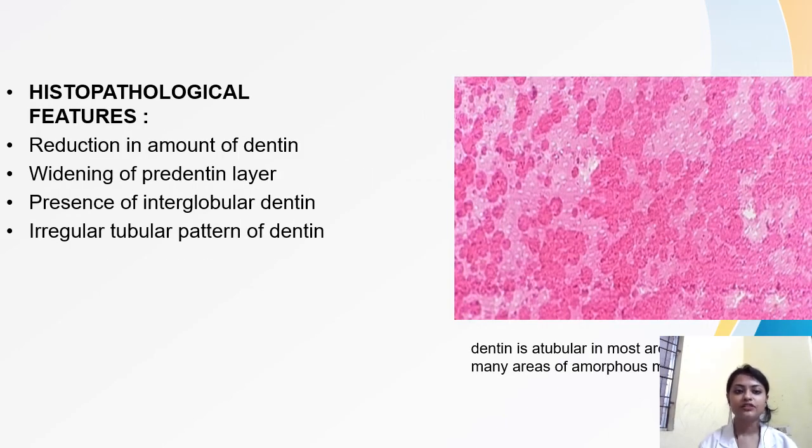Histopathological features: reduction in the amount of dentin, widening of the predentin layer, presence of interglobular dentin, irregular tubular pattern dentin. Totally lost the actual dentin pattern of mineralization.